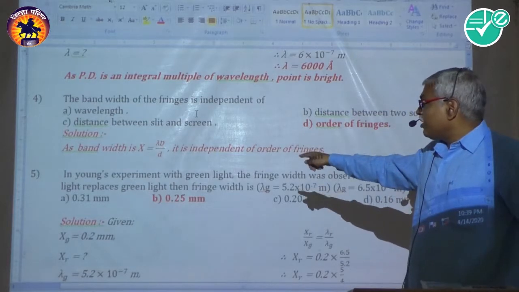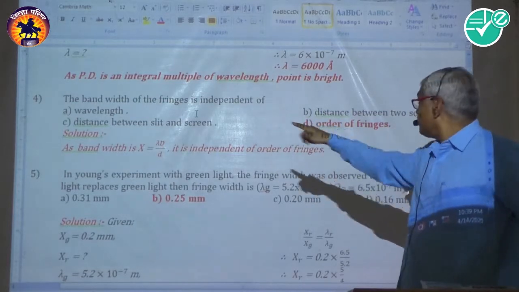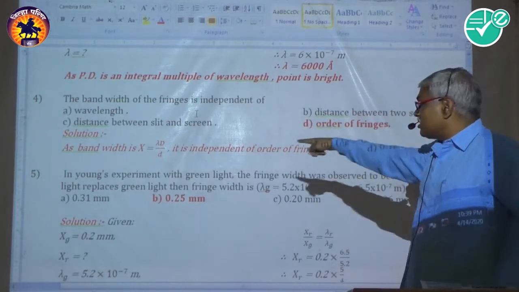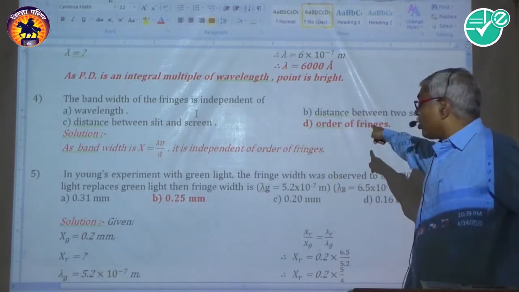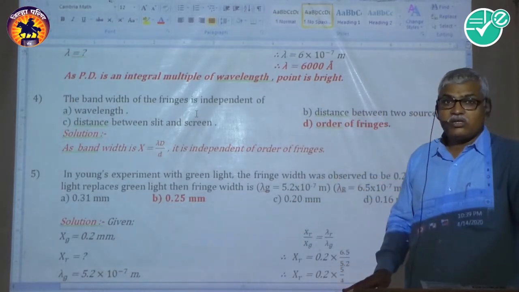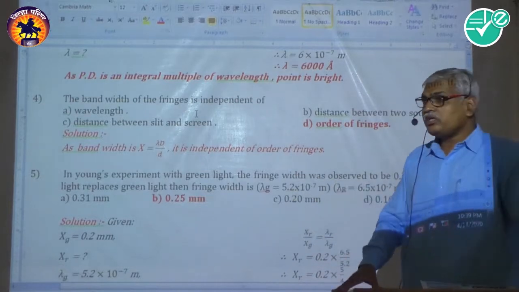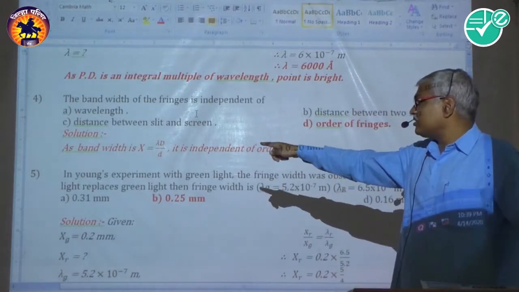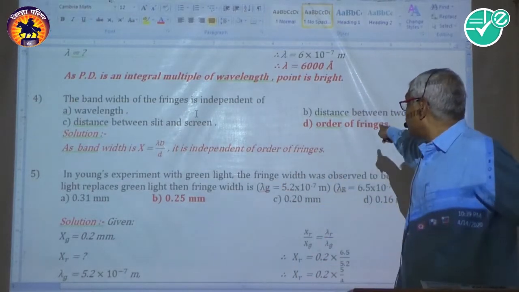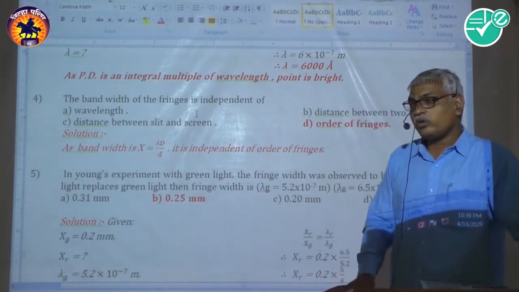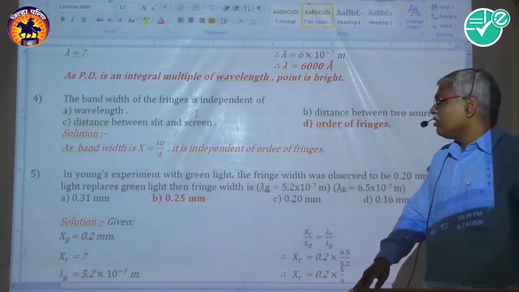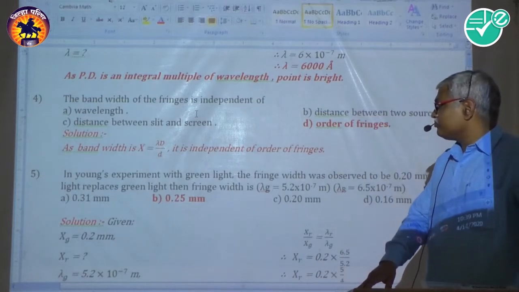Therefore, in that formula, the wavelength is given, the distance between two sources, that is small d, is given, the distance between slit and scale is given, and the order of fringes, that is small n, is absent. This shows that bandwidth, that is capital X, is independent of the order of fringes because small n is not involved in the given formula. Question number 5.